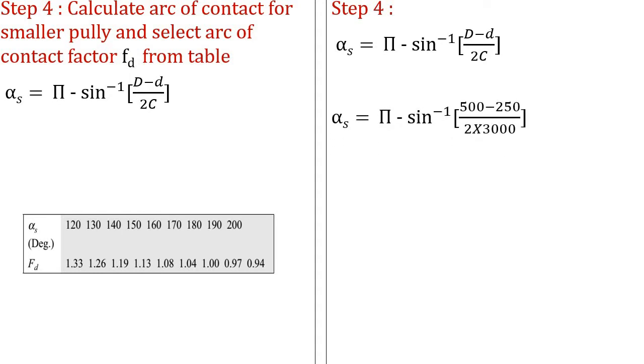So in our problem, capital D is 500 mm, small d is 250 mm, and the value of C, that is center distance, equals 3000 mm. In this way we will get alpha equal to 175.73 degrees. To select the Fd from the table, we will not get 175.73 directly, so we have to select in between 170 to 180 by interpolation, which gives Fd equal to 1.04.